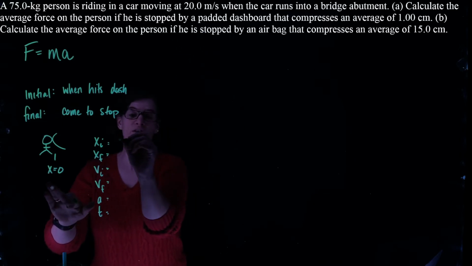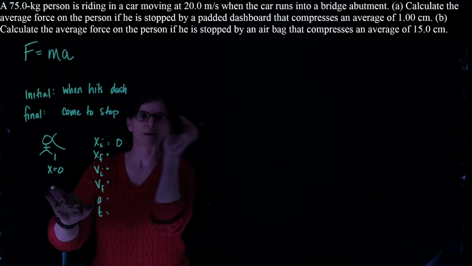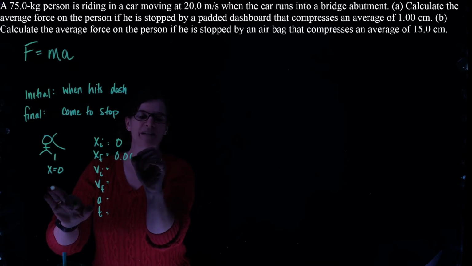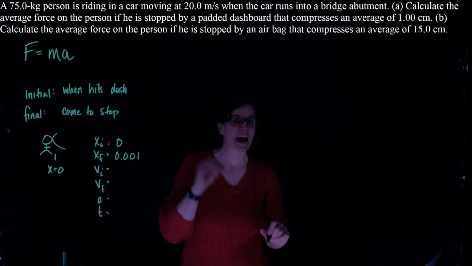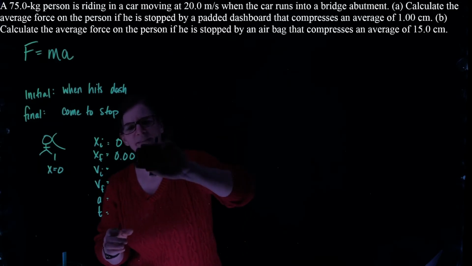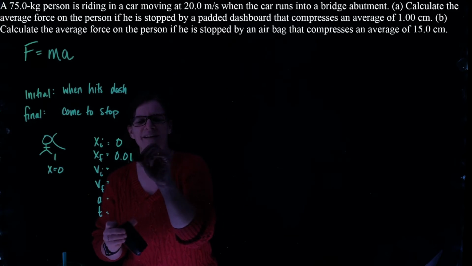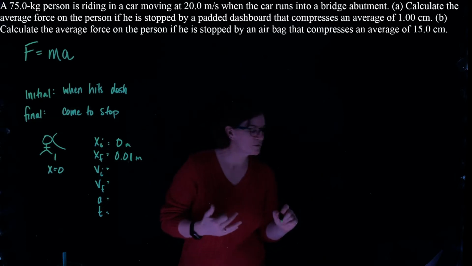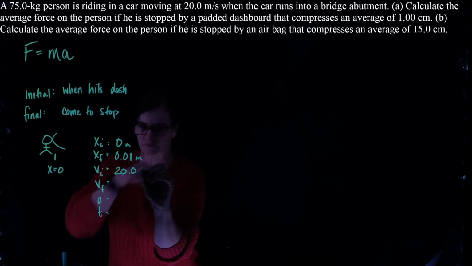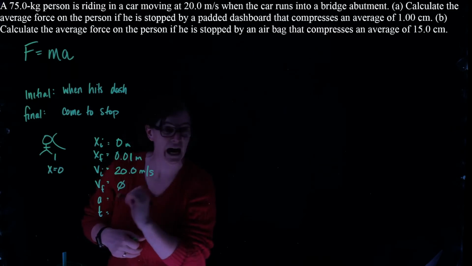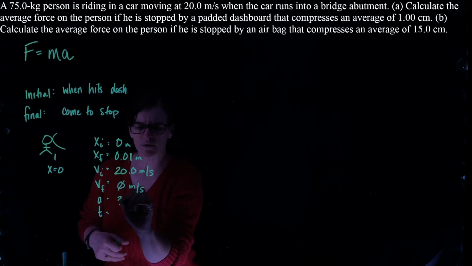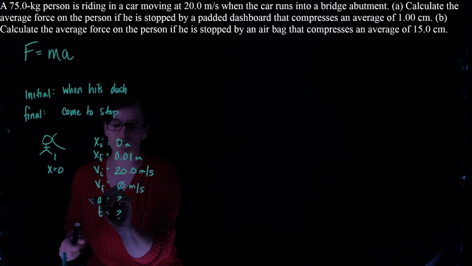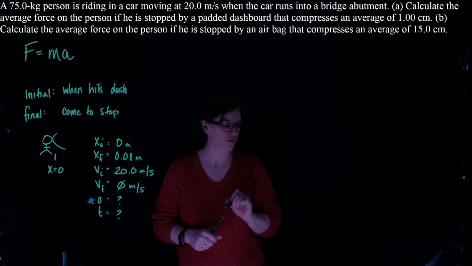So the person starts out at the dashboard at 0, compresses by 1 centimeter, so 0.01 meters. I was right the first time. That's meters. It goes 0.01 meters. We're told that they're moving at 20 meters per second, and they come to a stop, so 0 meters per second. We don't know the acceleration and we don't know the time. So what are we interested in? We're interested in this acceleration so that we can solve for the force.